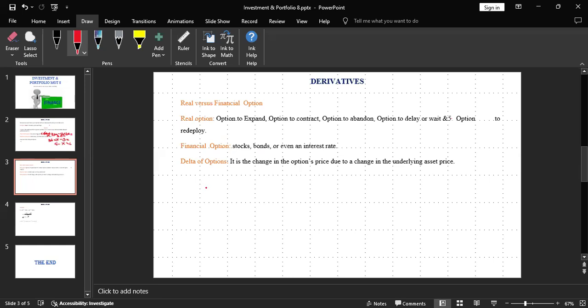Stock, bond, and interest rate. Okay, all right. Then we have delta of option. We said that derivatives, of which option is a part, have their price influenced by an underlying asset. Now, delta of option looks at how a change in the price of that underlying asset influences the option price.